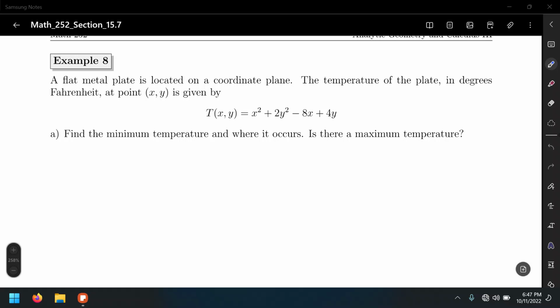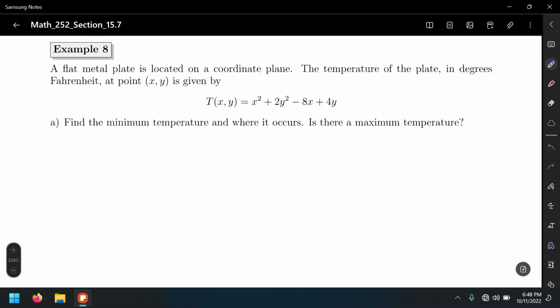So we have a flat metal plate located on a coordinate plane. The temperature of the plate in degrees Fahrenheit at any given point x, y is given by this two variable function in terms of x and y. They're asking us to find the minimum temperature and where it occurs. Is there a maximum temperature? Well, we'll figure it out.